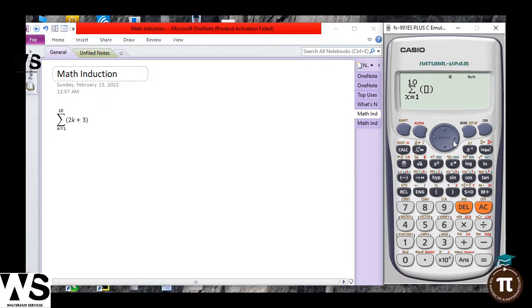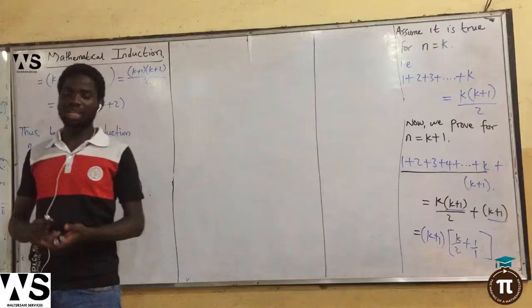So I'll write, look at what I'm doing, 2s. This is x here, so I'll press alpha s, alpha here, then press this x, that's x plus 3. So once I am done writing this, I will just press is equal to, and the answer will come out. The answer to that question is 140. So this will be equal to 140.